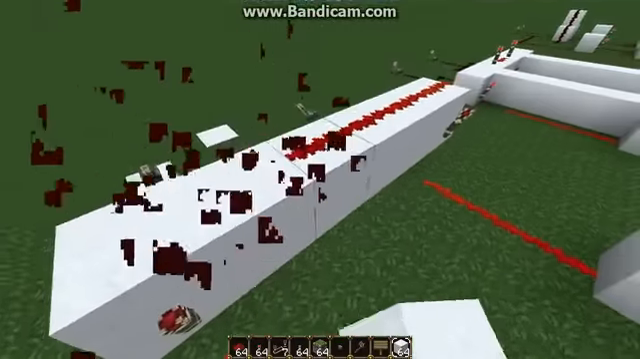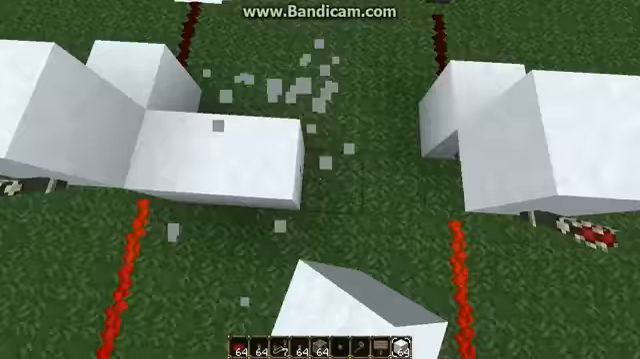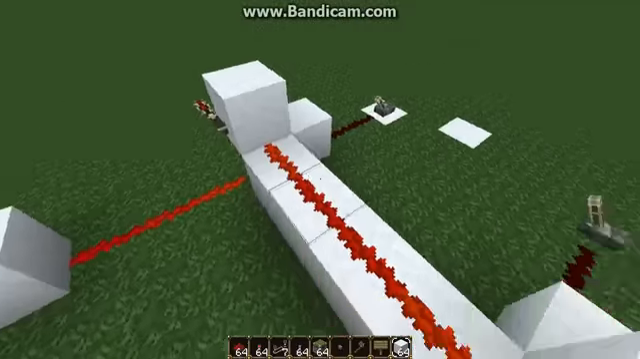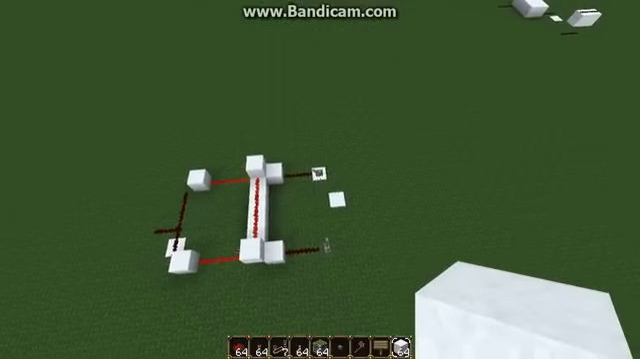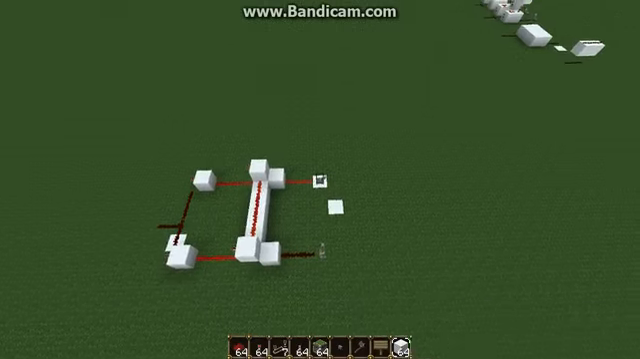And in fact, if I want to make this even smaller, what I could do is, since the blocks send power when you put a torch under them, I can do like this, and I don't have to put the wires on top. So there we go.